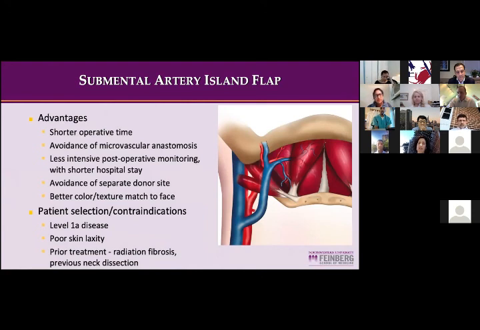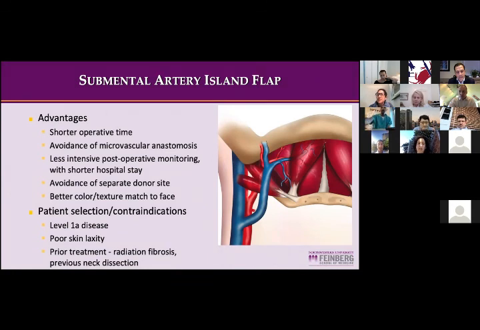And some of the things that I have found and we talked about today are that you can use a submental flap when you have a need for shorter operative time, for patients that would not tolerate some of the microvascular anastomosis or prolonged monitoring in an ICU. Sometimes you can avoid a separate donor site if you're already going to be dissecting the neck, and they tend to have a better color texture match to the face.